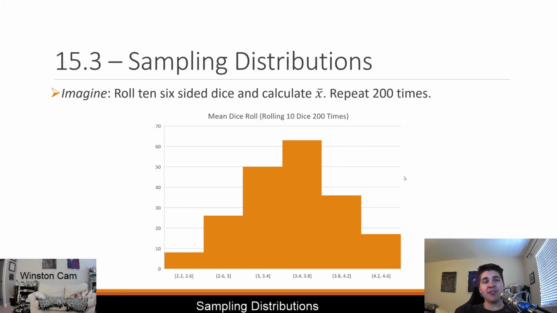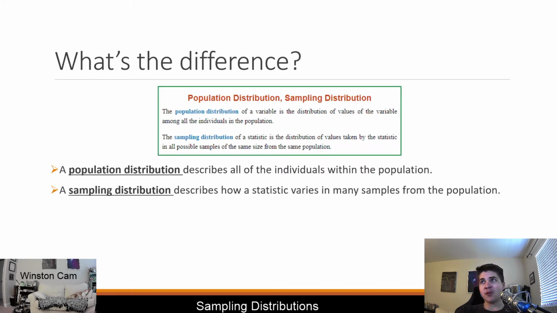And going back to the law of large numbers, the more we roll, the more likely we are to get a correct answer. Now, another difference is the difference between a population distribution and a sampling distribution. Basically, this goes back to the difference between a parameter and a statistic.